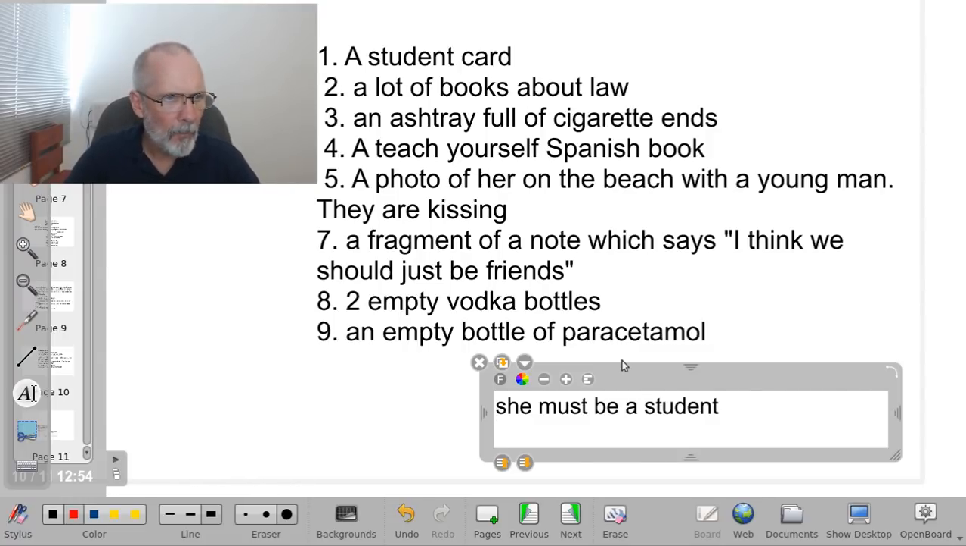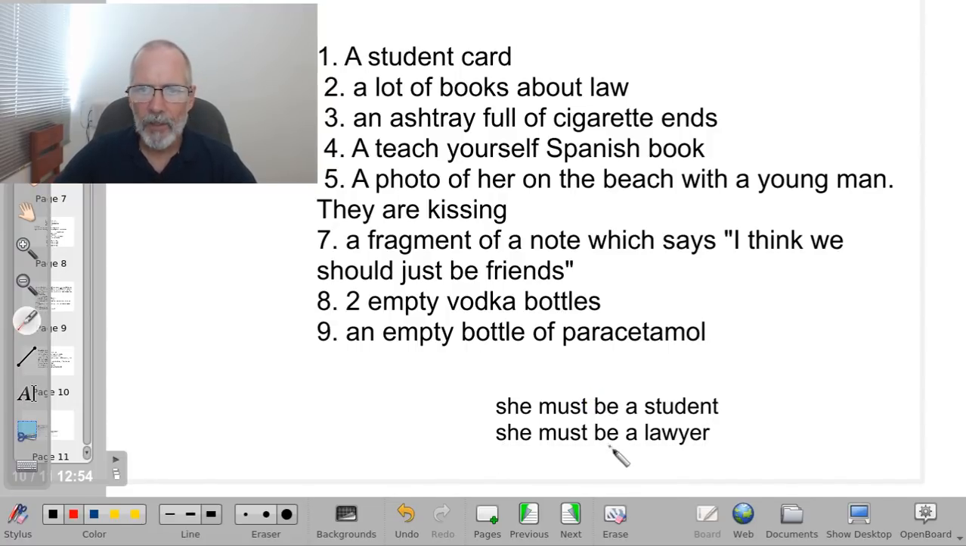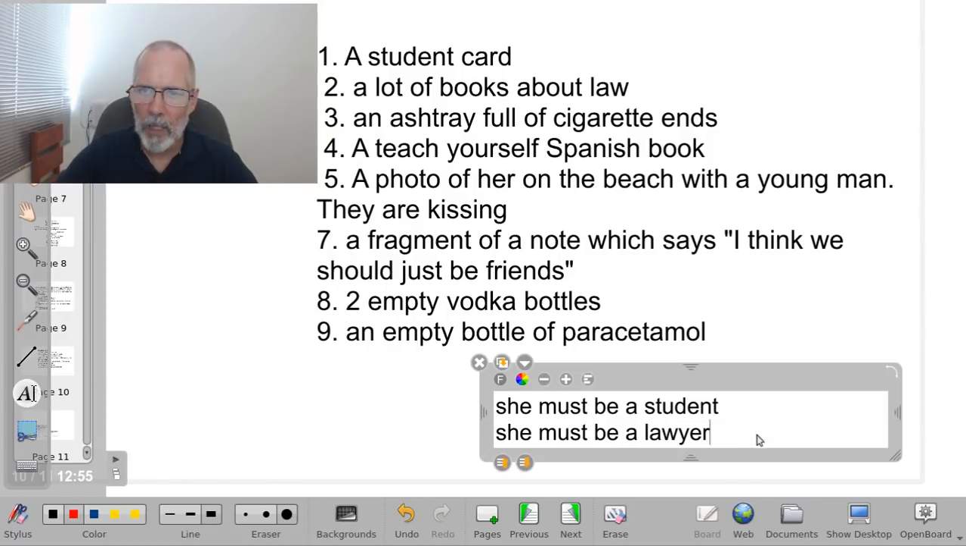Okay. Well, she's a student, so I don't think she must be a lawyer, which means you are 100% certain, or 99% certain she's a lawyer, but she's a student. So I don't think that's a fair deduction. Thanks Lewis. Lewis has put a better deduction. He said she must be a law student. I think that's better. We don't know, but she's a student and she has a lot of books about law.